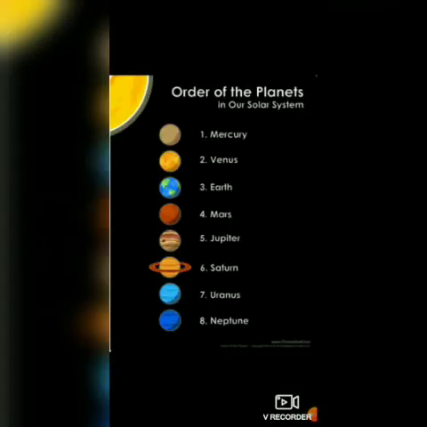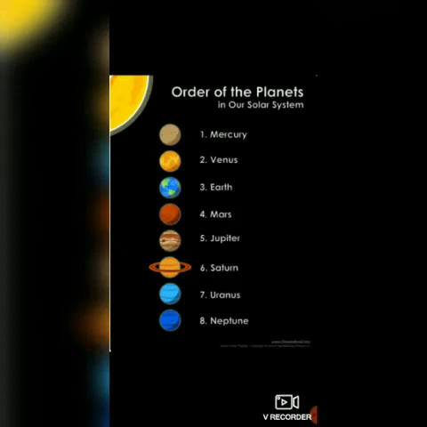There are 8 planets in the solar system and the sun is the center of the solar system. The order of the planets in our solar system is given here. First one Mercury, next one Venus, third one Earth, and Mars, Jupiter, Saturn, Uranus and Neptune. Mercury, Venus, Earth, Mars, Jupiter, Saturn, Uranus, Neptune. These are the 8 planets in the solar system.